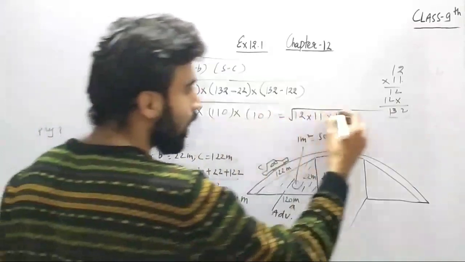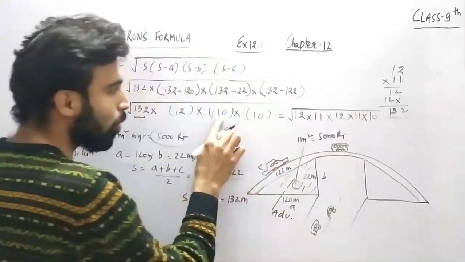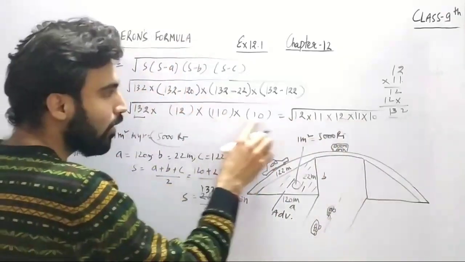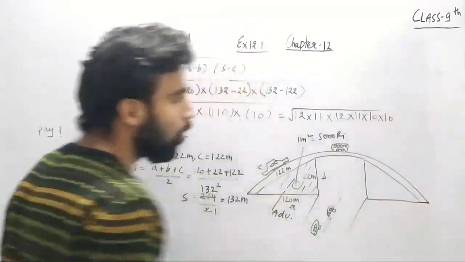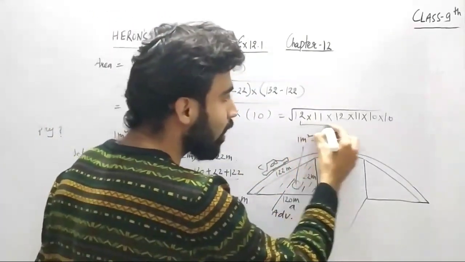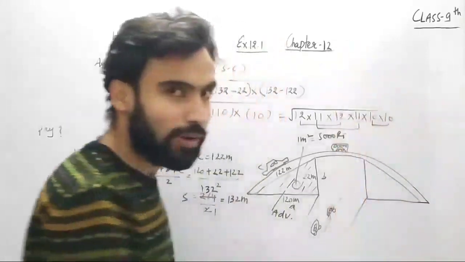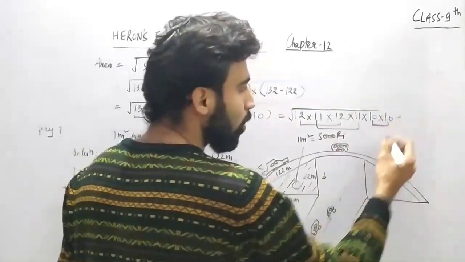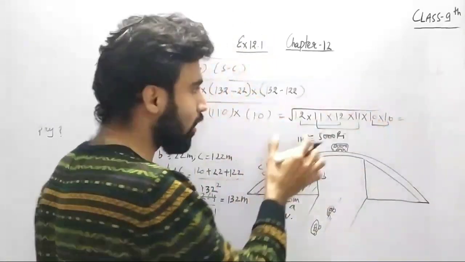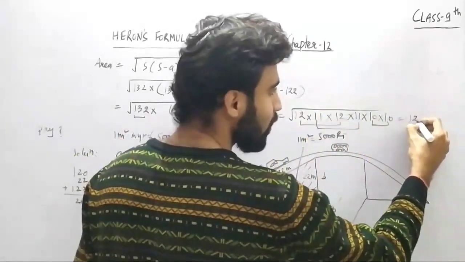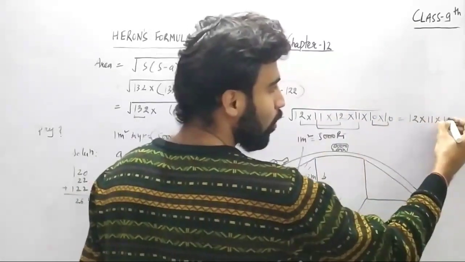Now 110 can be written as 11 into 10. Quite easy, I just broke it. What is 11 into 10? 110. Then this 10, let me just keep it as it is, right? Now let me make the pairs. One pair of 12, one pair of 11, and one pair of 10, right? So all the numbers are in pairs, so nothing will remain inside the square root, everything comes out. There is one pair of 12, so one comes out; one pair of 11, so one comes out; one pair of 10, so one comes out.